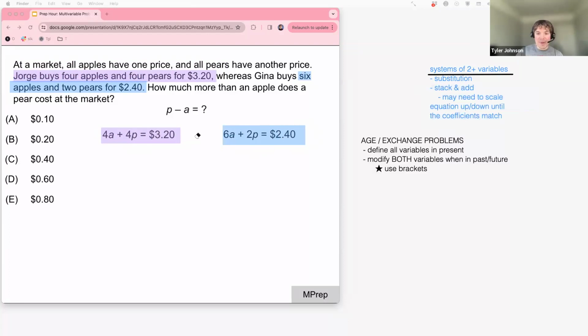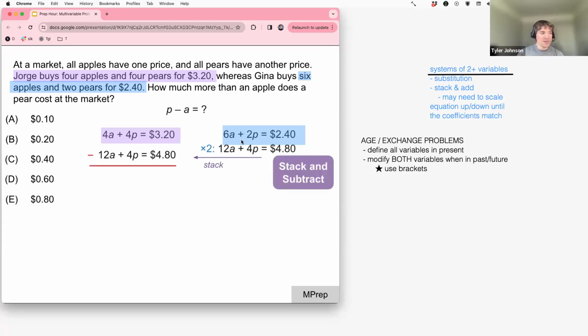But none of my coefficients match right now. So I'm going to have to scale one of those equations up or down. And for me, the intuitive move that comes first is multiplying that blue equation up by 2. So I'm going to get 12a and 4p makes 480. Now when I line it up, the 4p's are primed to cancel out if I subtract. So do the subtraction. You'll get negative 8a is negative 160. So a single apple must be 20 cents.